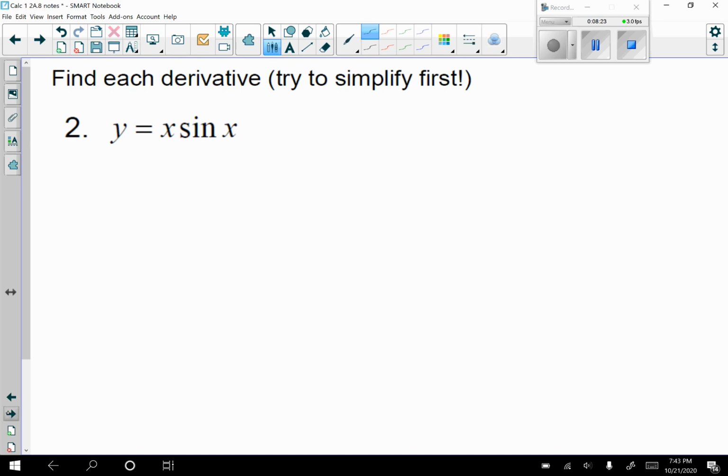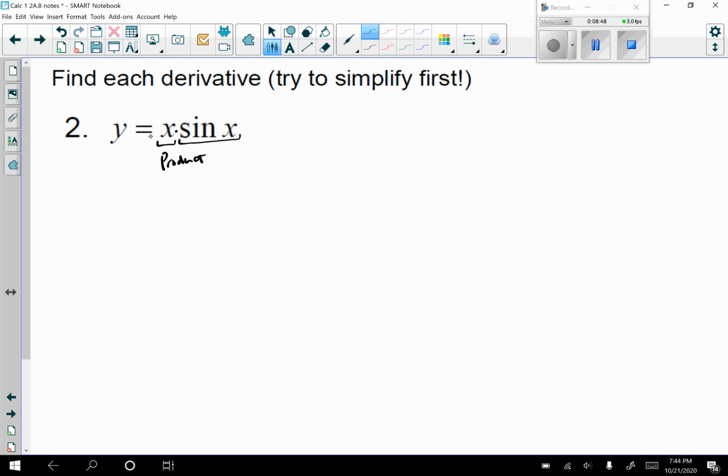x times sine x. Now, we have to recognize what rules to use. Always look for where your variables are. This one has an x variable multiplied by some more variables. Sine of x has a variable. So this isn't real complicated. It's just 2 parts multiplied together, 2 functions multiplied together. And that means we are going to use a product rule.